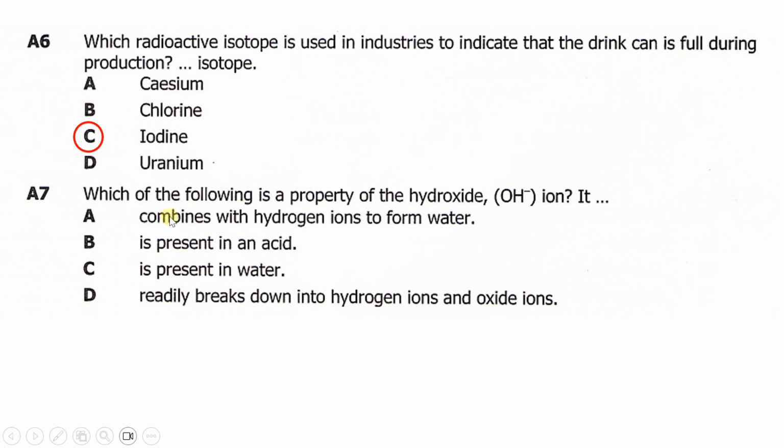Then A7 says, which of the following is a property of the hydroxide ion? A, combines with hydrogen ions to form water. B, is present in an acid. No. C, is present in water. D, readily breaks down into hydrogen ions and oxide ions. No. The best option here is that it combines with hydrogen ions to form water. So the correct answer is A.